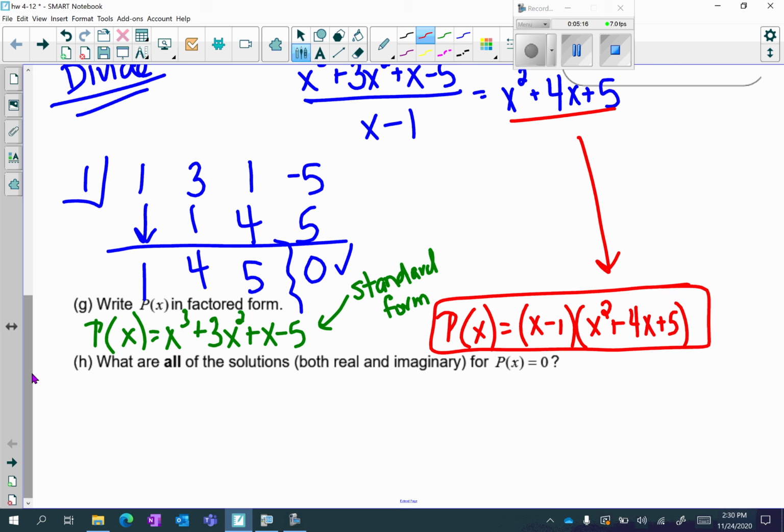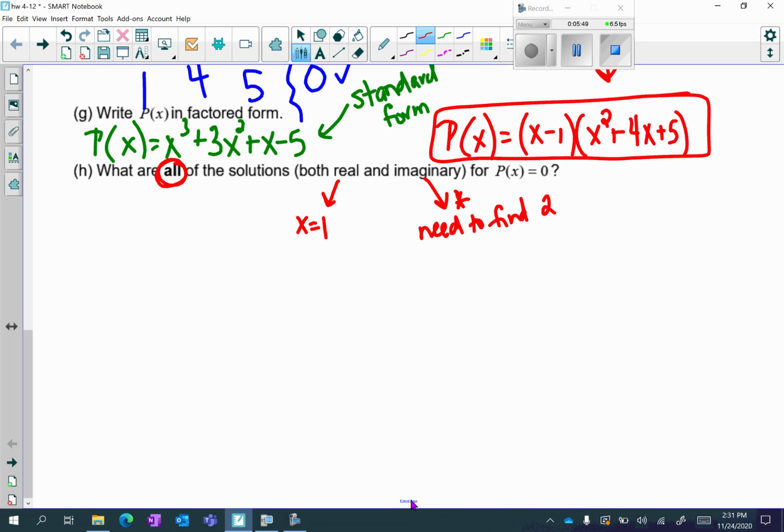And then lastly, part H says what are all of the solutions, both real and imaginary, for p of x equals 0. So real, I already know it's x equals 1, and imaginary, I know I should have 2. But I need to find those 2. So when we are solving, we can factor or we can use the quadratic formula. Because I know my roots are imaginary, I'm not going to be able to factor. Because when we factor, we get real numbers. I never get i's when I factor.